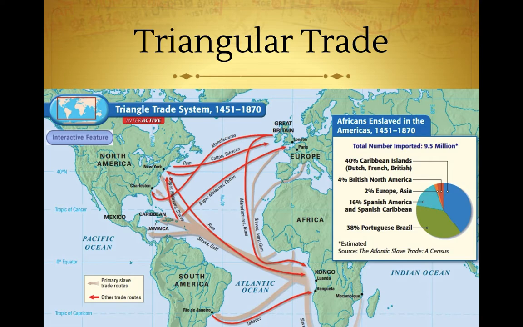2%, 4% go to British North America, and 2% go to Europe or Asia. So that's a little bit on the slave trade, but also a little bit on the triangular trade in a nutshell.